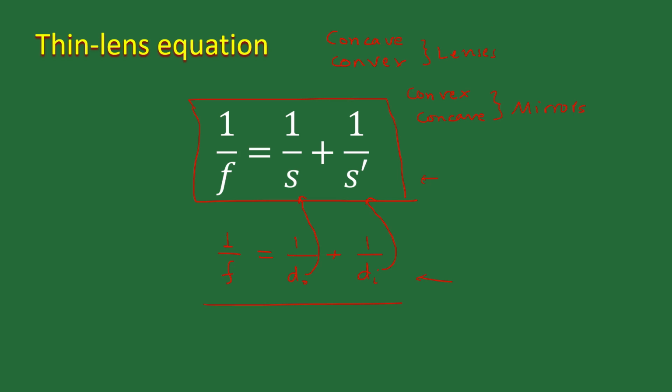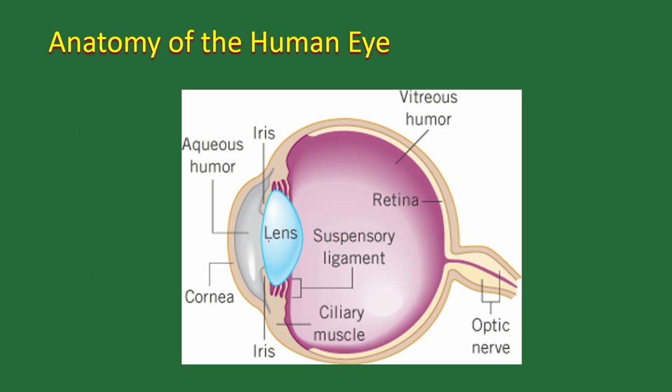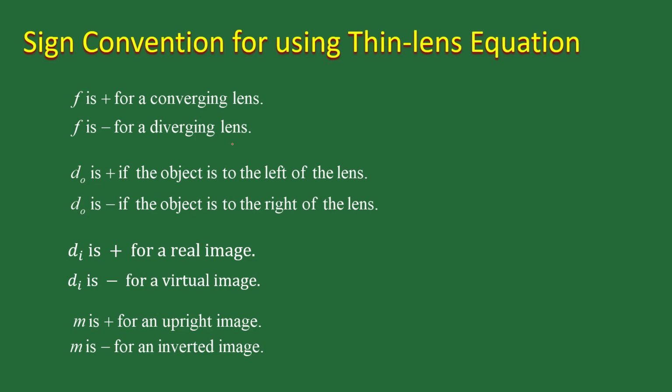So now, what are the sign conventions that we need to consider when we use this formula? So let's look at that. We have this formula 1 over F is equal to 1 over S plus 1 over S prime. This F would be positive if the lens is converging, and it is negative if it is diverging. That's the sign for F.